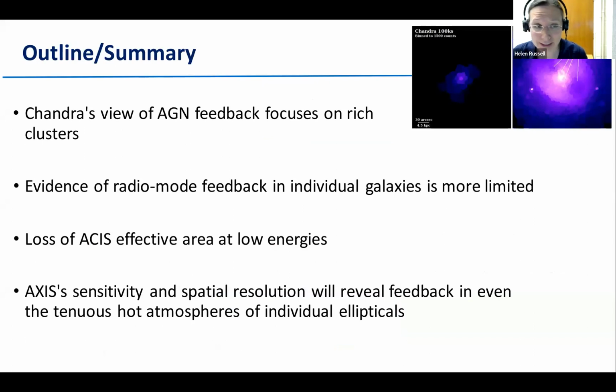Chandra's view of AGN feedback has necessarily focused on the nearest, richest galaxy clusters. I'm thinking, of course, about Perseus and M87 and Centaurus, all of which are spectacular. But the evidence for radio mode feedback in individual galaxies, so beyond just Virgo ellipticals and galaxy groups, has been much more limited. A lot of this has been driven by Chandra's loss of effective area at low energies, and I'm going to go into all of this.